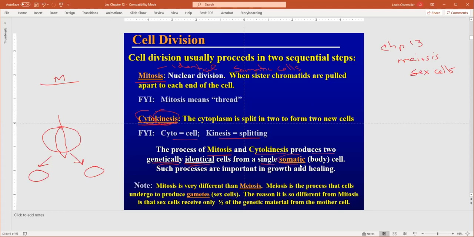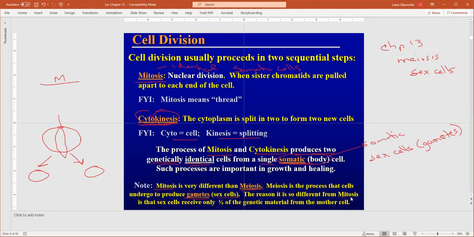So somatic cells, you need to know that term. I'm sure it's in the crossword puzzle. Somatic cells are all the cells in your body except sex cells, and then you have sex cells, which we call gametes. And you'll need to know that too. All right, so mitosis makes somatic cells, meiosis makes gametes, sex cells.